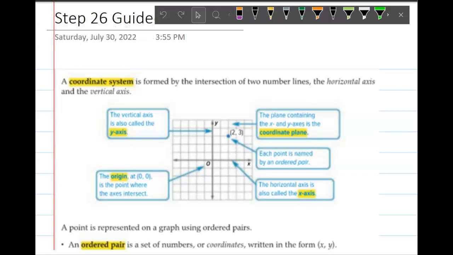The goal of step 26 is to figure out whether or not a relation is a function. A relation is basically just a set of ordered pairs, or an infinite set of ordered pairs, like the graph of a line is a whole bunch of ordered pairs all connected together. Sometimes relations will be functions, but not all relations are functions.